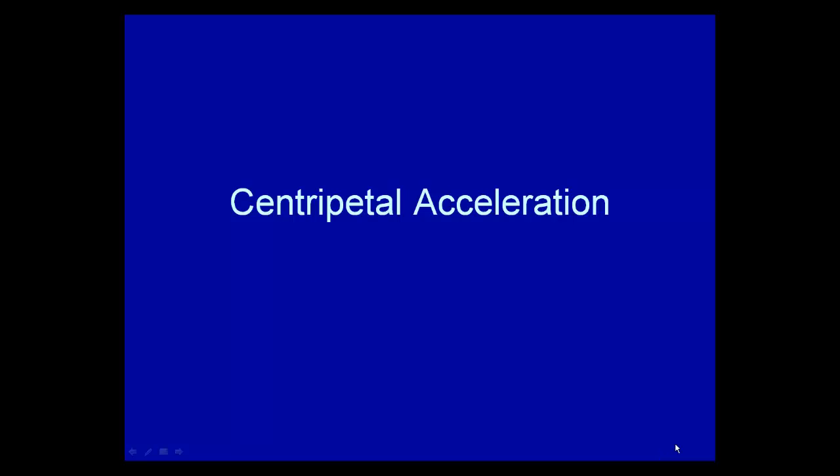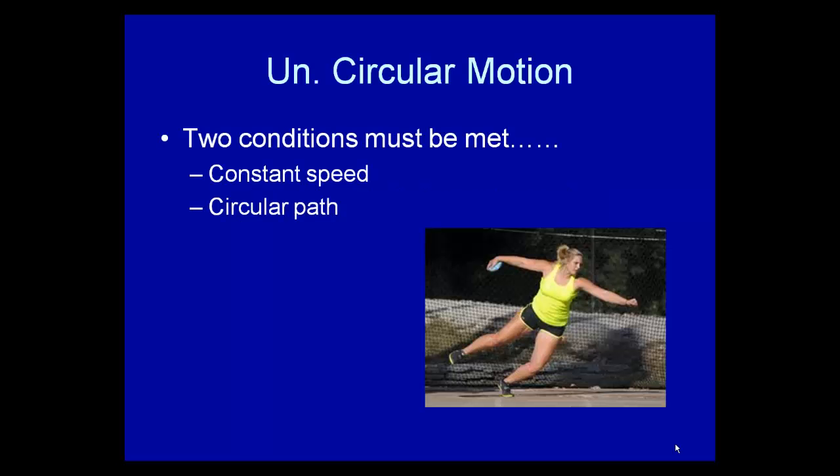Okay, now we're talking about centripetal acceleration. Centripetal means center seeking. Now, first of all, we have to briefly discuss uniform circular motion. Uniform circular motion has two conditions that must be met. Number one, constant speed. Number two, must be a circular path. And things that are turning corners, at least for a brief period of time, will act that way.